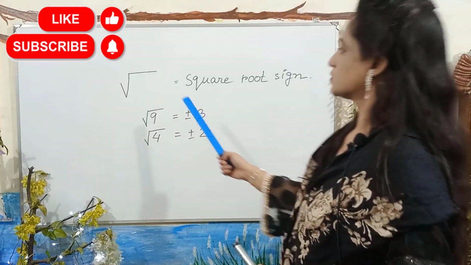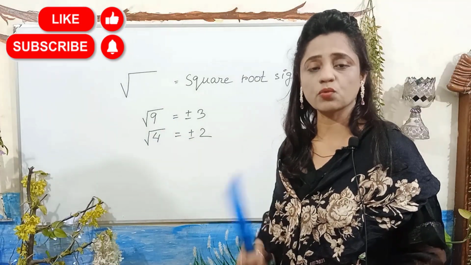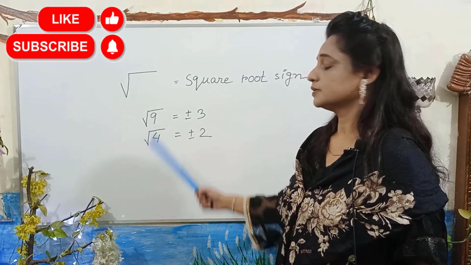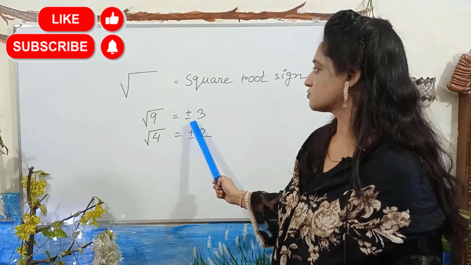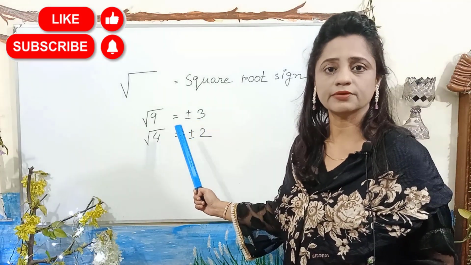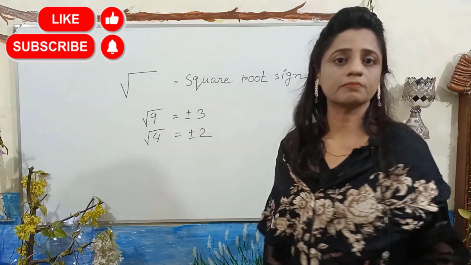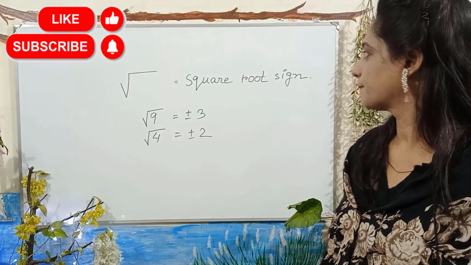This is square root sign, which is very common to us. What is the square root of 9? Square root of 9 is plus 3 and minus 3. Both can be the result. What is the square root of 4? Plus 2 or minus 2.